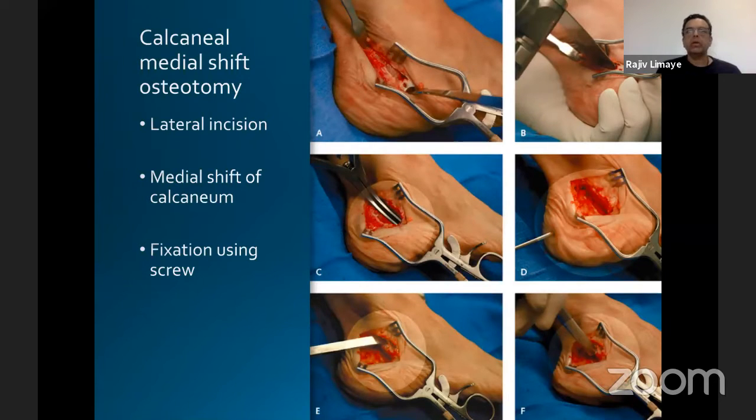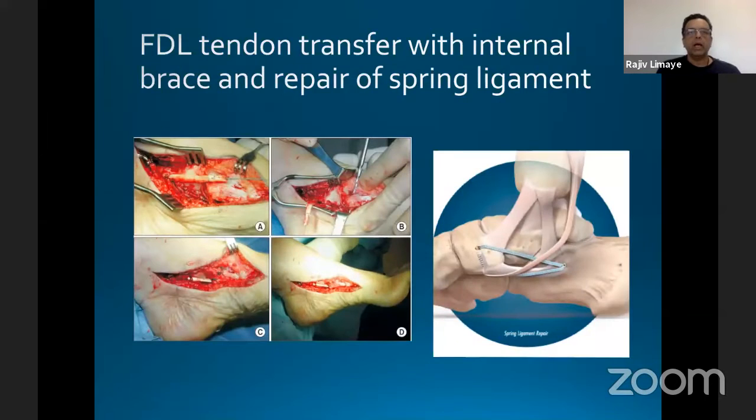So the usual treatment is calcaneal medial shifting osteotomy, as it's depicted in this picture. And the fixation is done using one screw. And then associated with flexor digitorum longus tendon transfer with augmentation using something called an internal brace, which is depicted in this picture, to reconstruct the spring ligament construct.